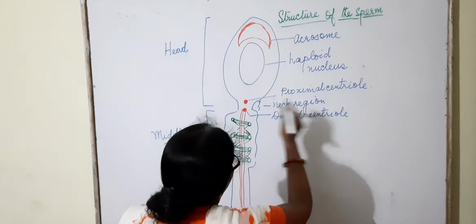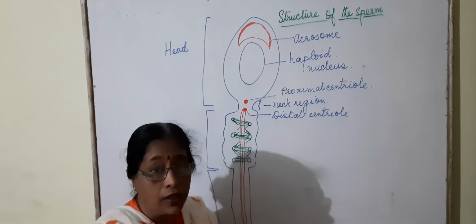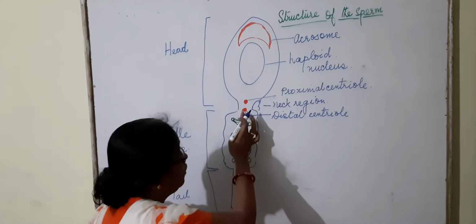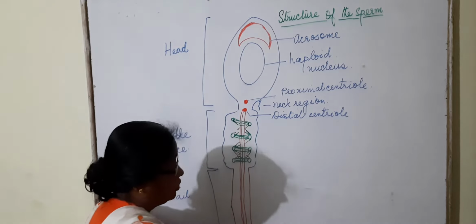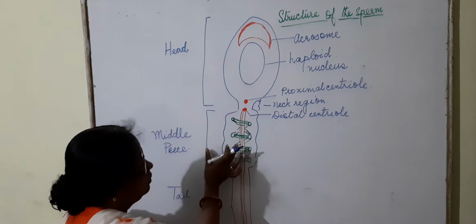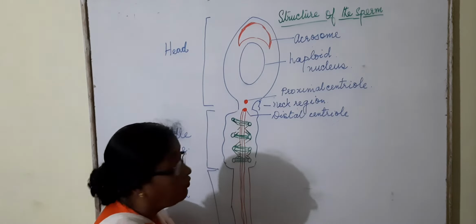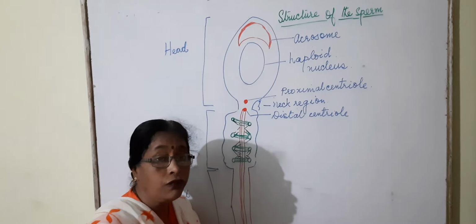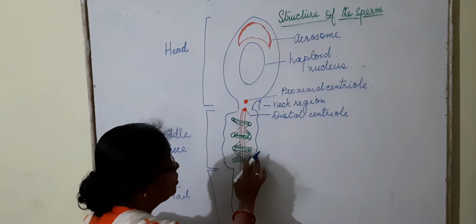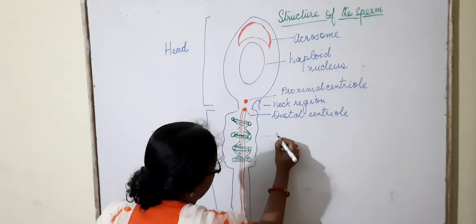The proximal centriole helps in the cleavage of the zygote and the distal centriole helps in the formation of the axial fibers which come up to the tail region. Now comes the middle piece. Middle piece contains a number of mitochondria which are arranged spirally and form a sheet-like structure. So this is the mitochondrial sheet.